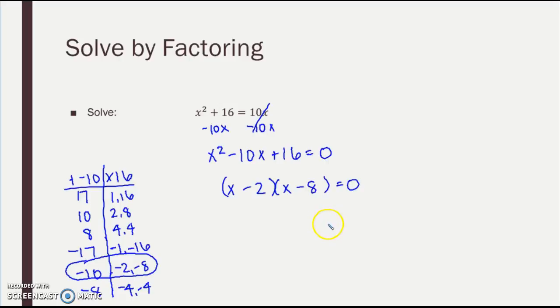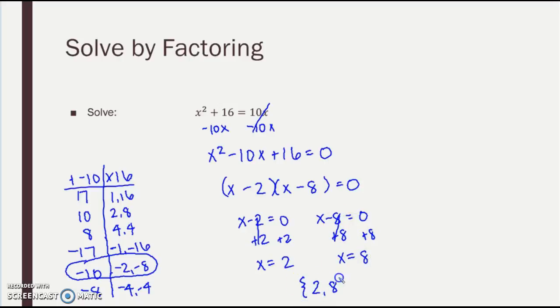Now I have to go that extra step of solving by setting each one equal to 0. So x - 2 = 0. x - 8 = 0. Add 2 to both sides. x equals 2. Add 8 to both sides. x equals 8. So my solution set looks like 2, 8. Now remember, whenever we solve these, we're also finding the x-intercepts of our graph. So that means that this one's going to have an x-intercept at 2 and at 8.